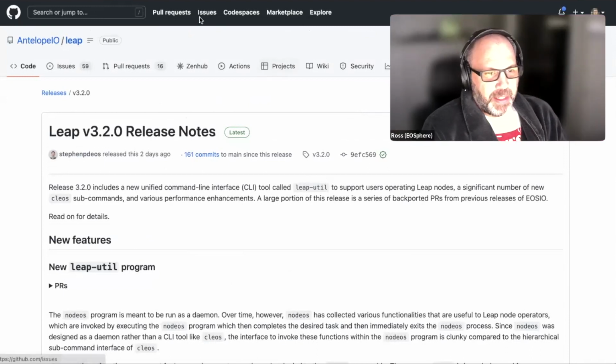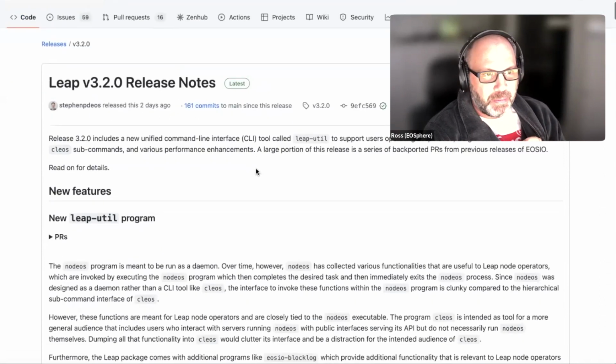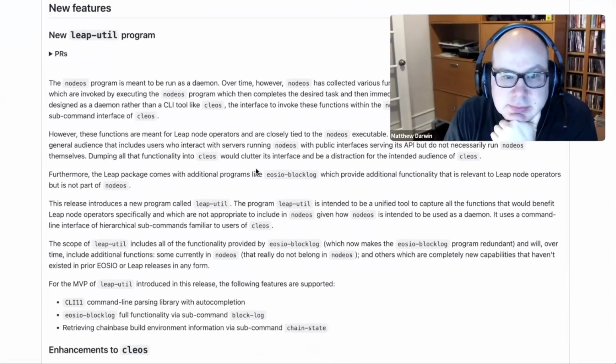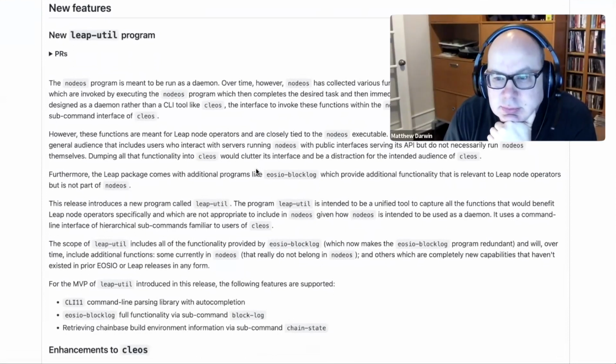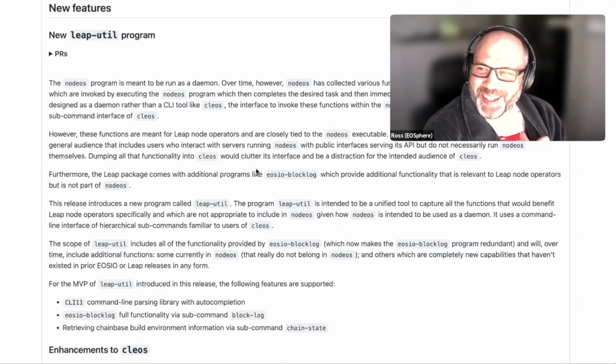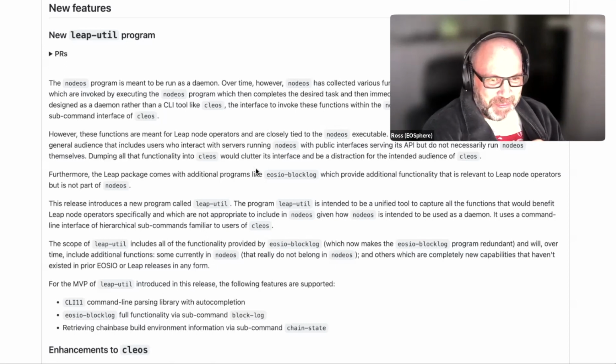I haven't actually used the Leap Util program. I actually wasn't expecting it. I probably wasn't paying attention on the last call when you spoke about it. Has anybody here actually used it? I have not. I like the way it says somewhere there that it's got autocomplete. I need to feel that, Kevin. I want to feel that. Yeah, it's pretty cool.